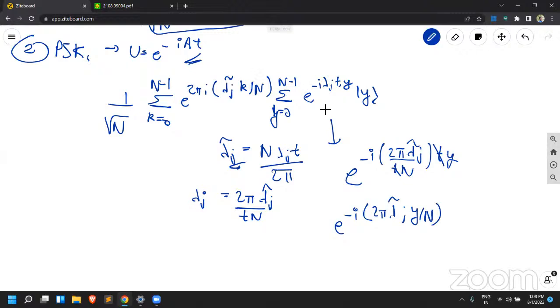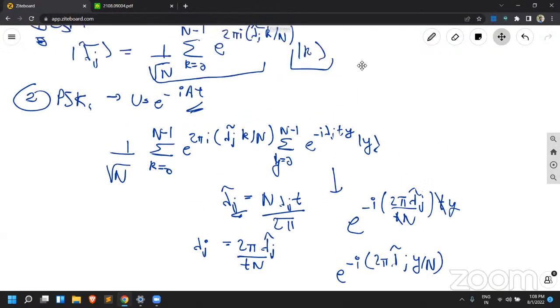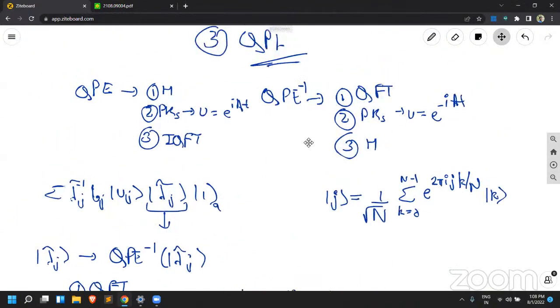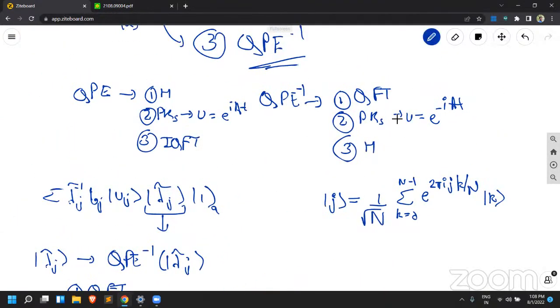Let me recall. In phase kickback, we had only applied lambda tildes, and here we are going to apply the reverse of that. We are going to work with lambda j's. Over here we are getting lambda tilde, but in this part we work with lambda j's. Sorry, not tilde, lambda j. So we do the reverse thing.